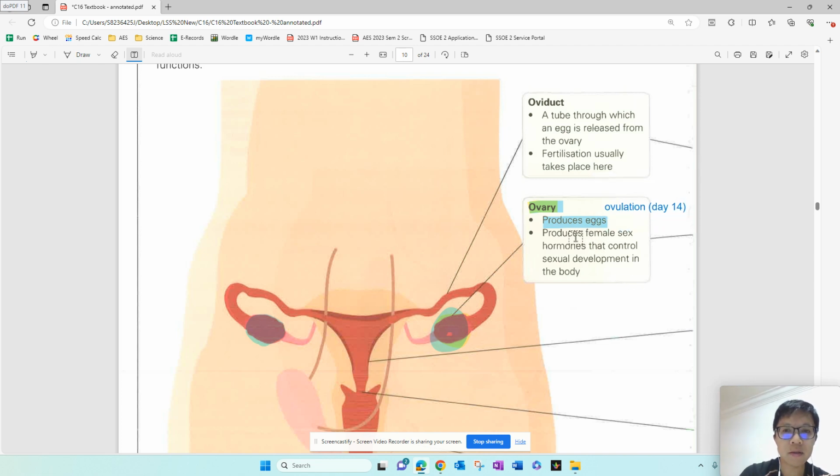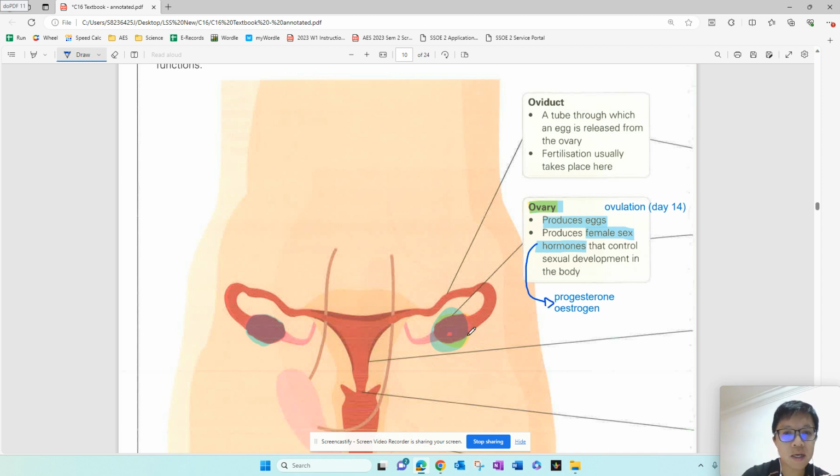Okay, and they also produce female sex hormones, and these female sex hormones are the ones that cause puberty in the ladies. There are two sex hormones that are good to know, not important. One is known as progesterone, and the other one is known as estrogen. These two sex hormones are the ones that regulate puberty and the menstrual cycle in females.